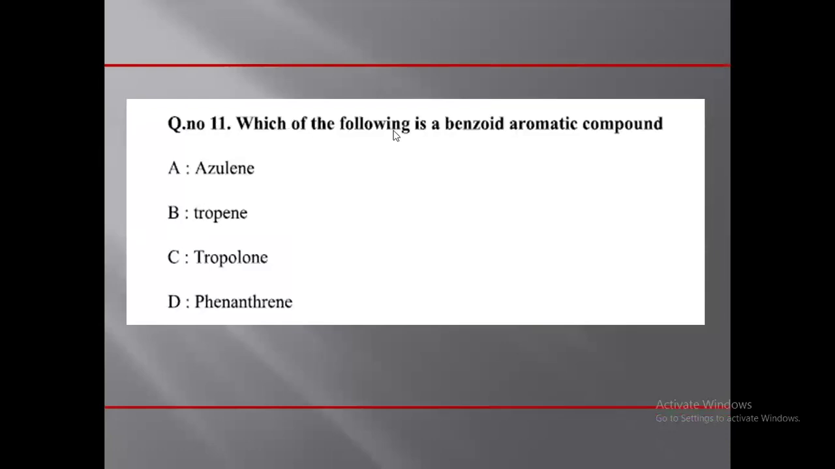Question number 11. Which of the following is a benzenoid aromatic compound? This is a very good question, because it was also asked in a previous set exam. A benzenoid aromatic compound must contain a benzene ring. Option A is azulene, B is tropone, C is tropolone, and D is phenanthrene. You can see D is the correct answer, because phenanthrene contains benzene rings. Azulene, tropone, and tropolone do not contain benzene rings.